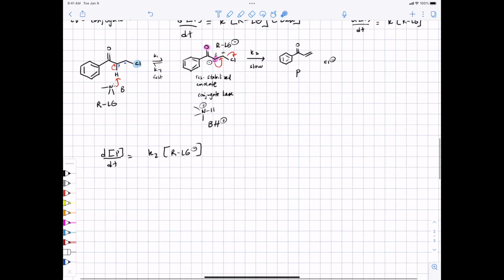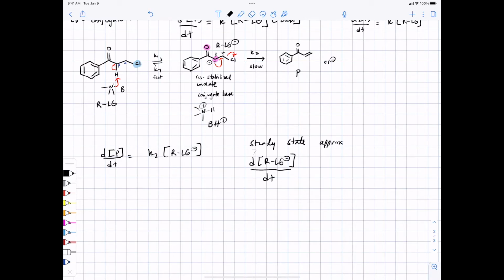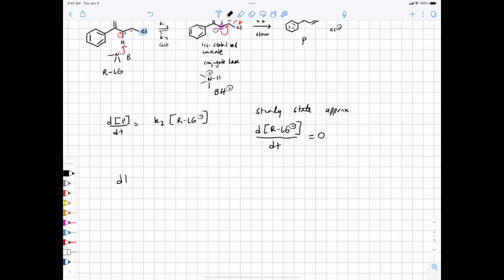Now, if we do a steady state approximation, and we won't derive this because you guys already know how to do that, I'll just get you started. We're going to say that the rate of change over the course of the reaction in the concentration of the conjugate base is 0. And so we're going to balance the things that come forward from starting material to give us this intermediate versus the two things, the reverse reaction and the forward reaction, that take away that intermediate. If we do that, you will come to a final rate law that looks like this.